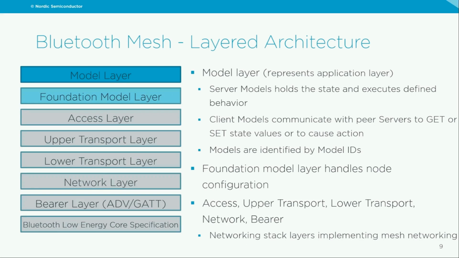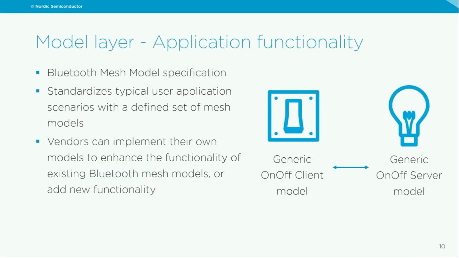It is not necessarily the case that all the functionality in the model layer is split into server or client model components. There can be hybrid vendor models which act simultaneously as clients and servers. A foundation model layer handles the node configuration. Below this are the mesh networking layers, namely the access layer, upper transport layer, lower transport layer, network layer, and a bearer layer. These networking stack layers implement the mesh networking. The model layer is primarily defined in the Bluetooth mesh model specification.